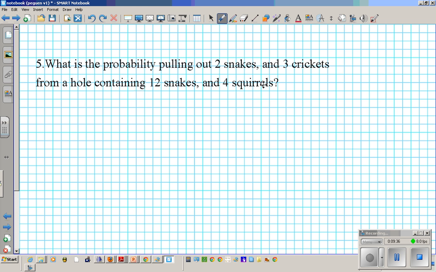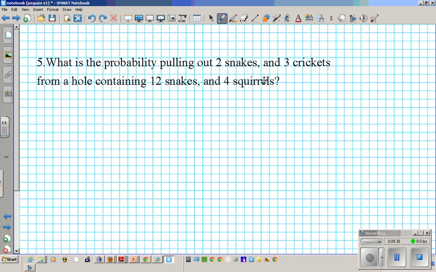It says, what is the probability of pulling 2 snakes and 3 crickets from a hole containing 12 snakes and 4 squirrels? So let's take a look at this. We know probability of success equals success over success plus failure. So how can we be successful here? The probability of 2 snakes and 3 crickets.